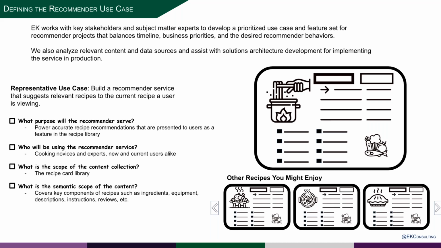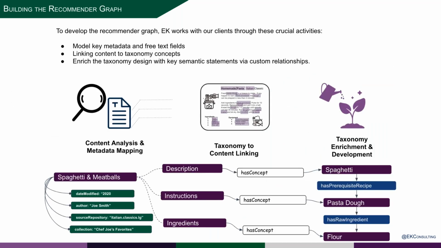So now that we have that background in mind, the big step for building the recommender graph is to combine our content with our taxonomy. There's a couple of steps we need to worry about here. One is doing a content analysis to understand how our metadata is functioning in the content, and also understanding what content metadata exists. For example, you see the example below where we might have a recipe for spaghetti and meatballs.